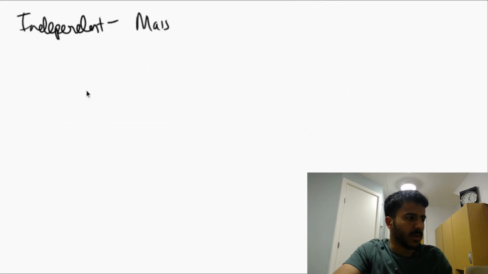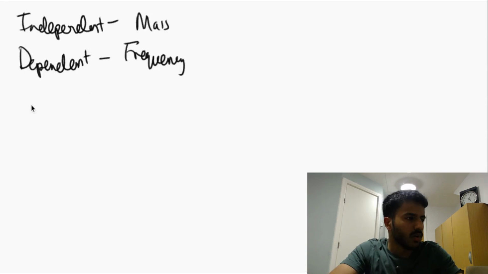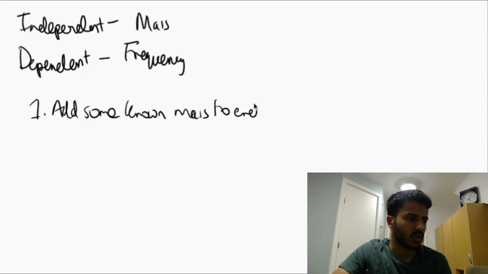So in this case, your independent variable is the mass, or the amount of mass added to the end of your string. And this is going to supply the tension for your string. And what you're measuring, or the dependent variable in this case, is going to be the frequency of the oscillator. So what you're going to do is add some known mass to the end of the string.